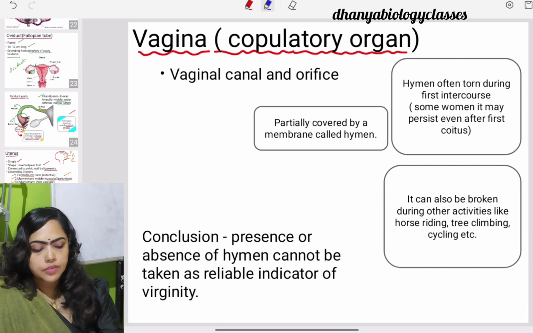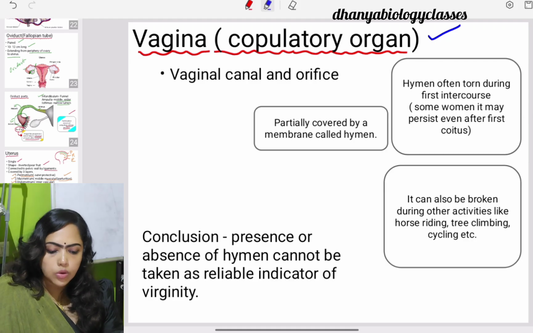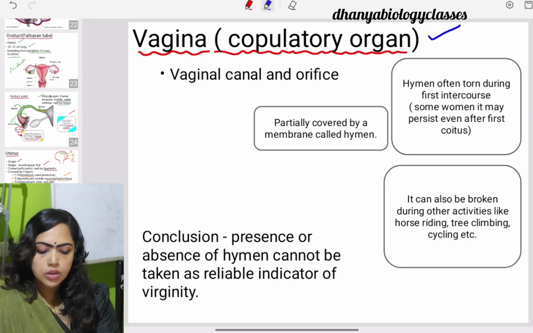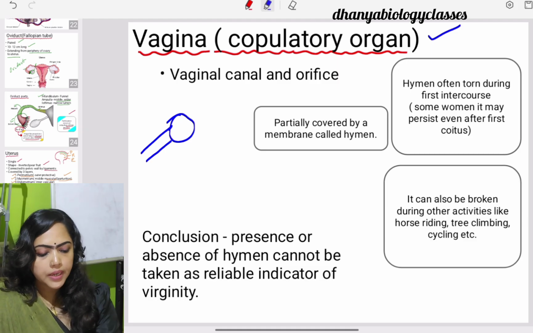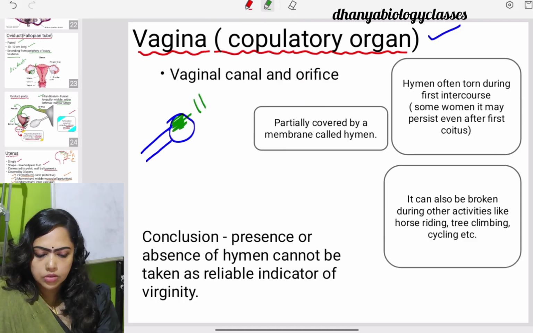And then the vagina, which is the copulatory organ which is involved in what? Sexual contact. This includes a vaginal canal and what? A vaginal orifice, or opening, is present. And this opening is partially covered by a membrane, and that membrane is called hymen. Okay.